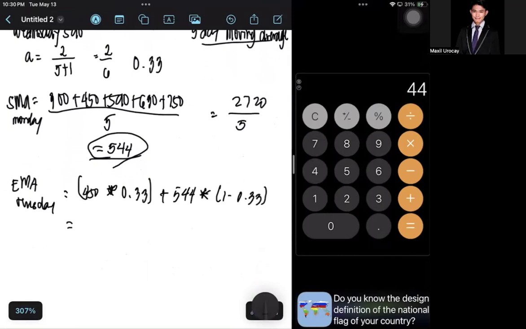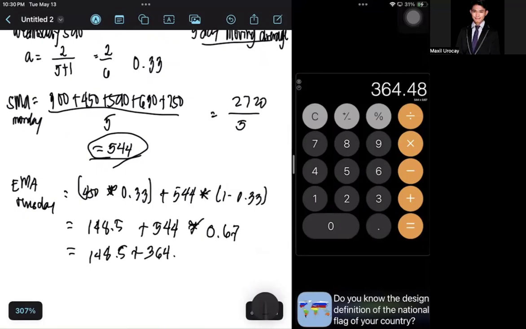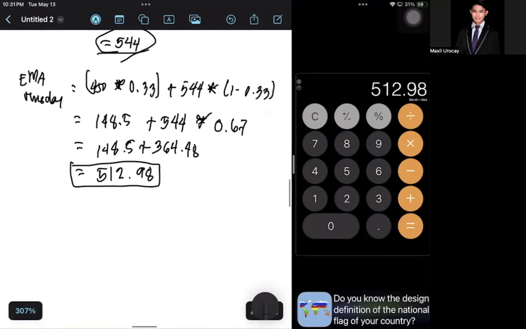Now, calculating 450 times 0.33, that is 148.5, plus 544 times 1 minus 0.33, that is 0.67. So 544 times 0.67 will be 364.48. Plus 148.5, that means your EMA for Tuesday is 512.90. So we were able to smooth out the data.